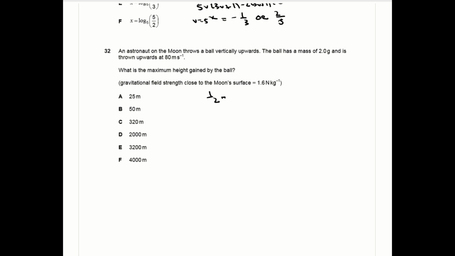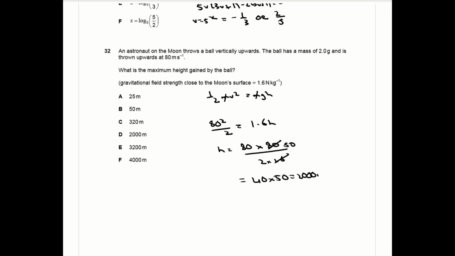Question 32 is a simple energy conversion question. You're converting the KE of the ball to GPE. The only thing to bear in mind is when GPE equals mgh, g in this case is 1.6. And you can then rearrange the equation to get the height that the ball gets to as 2,000 meters.